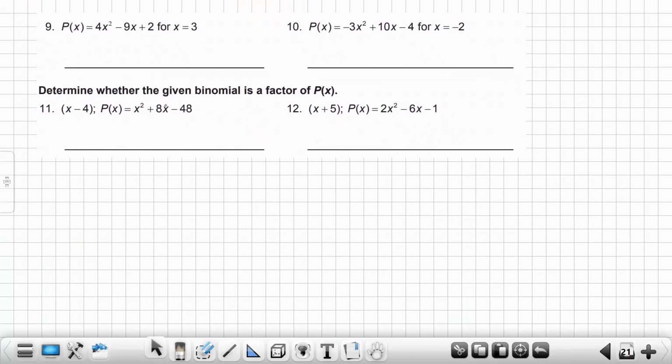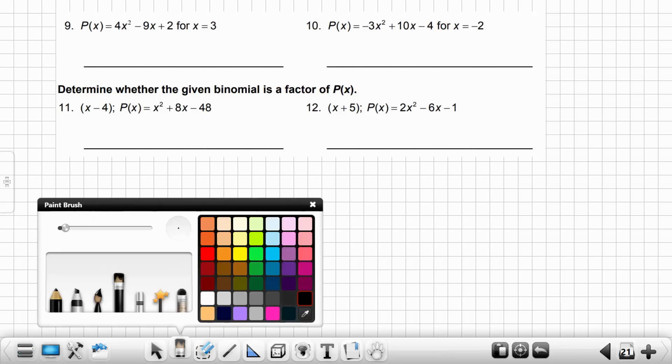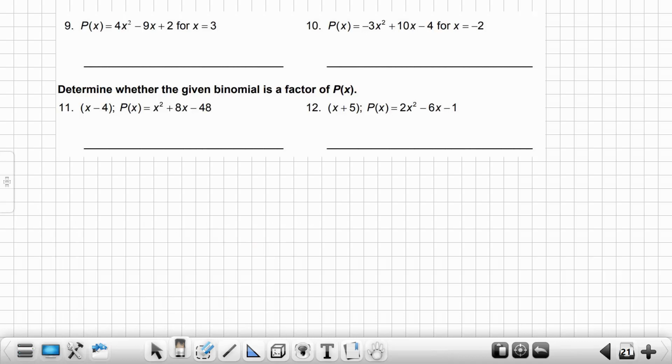All right, folks. 9, 10, 11, and 12. You're literally doing the same thing. It's just rephrasing the question, right? So 9 and 10 are doing synthetic substitution. So find what the value is for when x equals. Since it says x equals already, we're not putting opposite signs in. So for number 9, we've put a 3 in the box for -9, 2. And the solution is going to be whatever the remainder is.